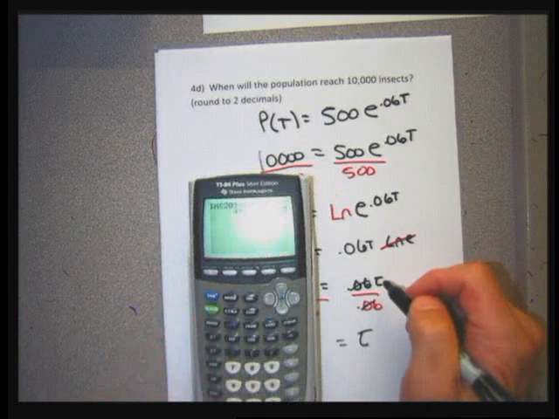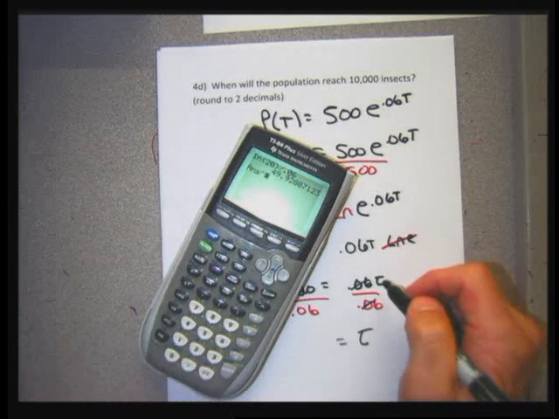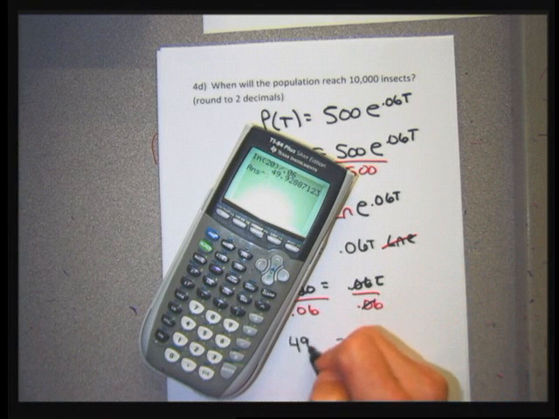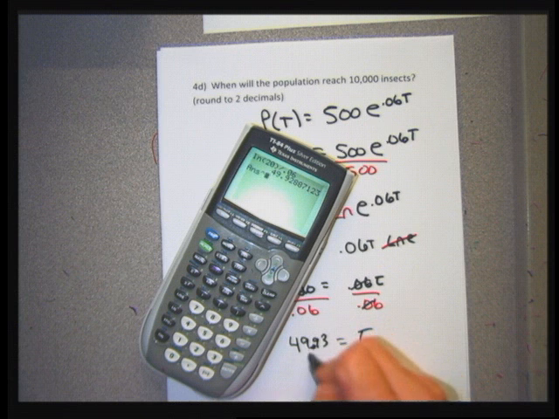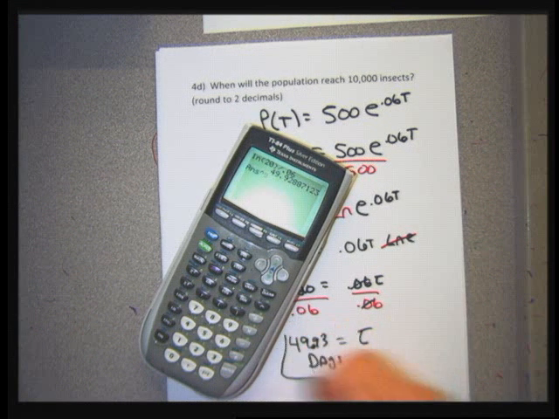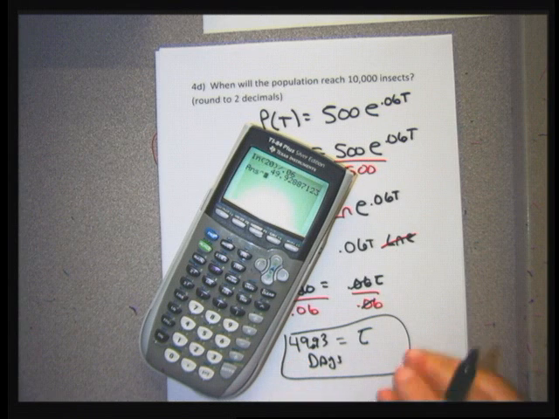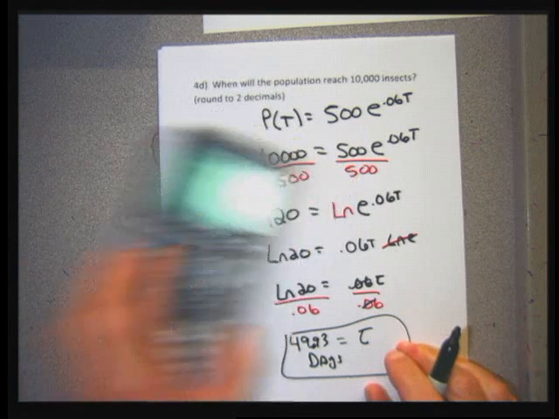I get 49.928, so I'm going to say 49.93 days. So just under 2 months. That's like 7 weeks for the population to go from 500 of these bugs to 10,000 of these insects.